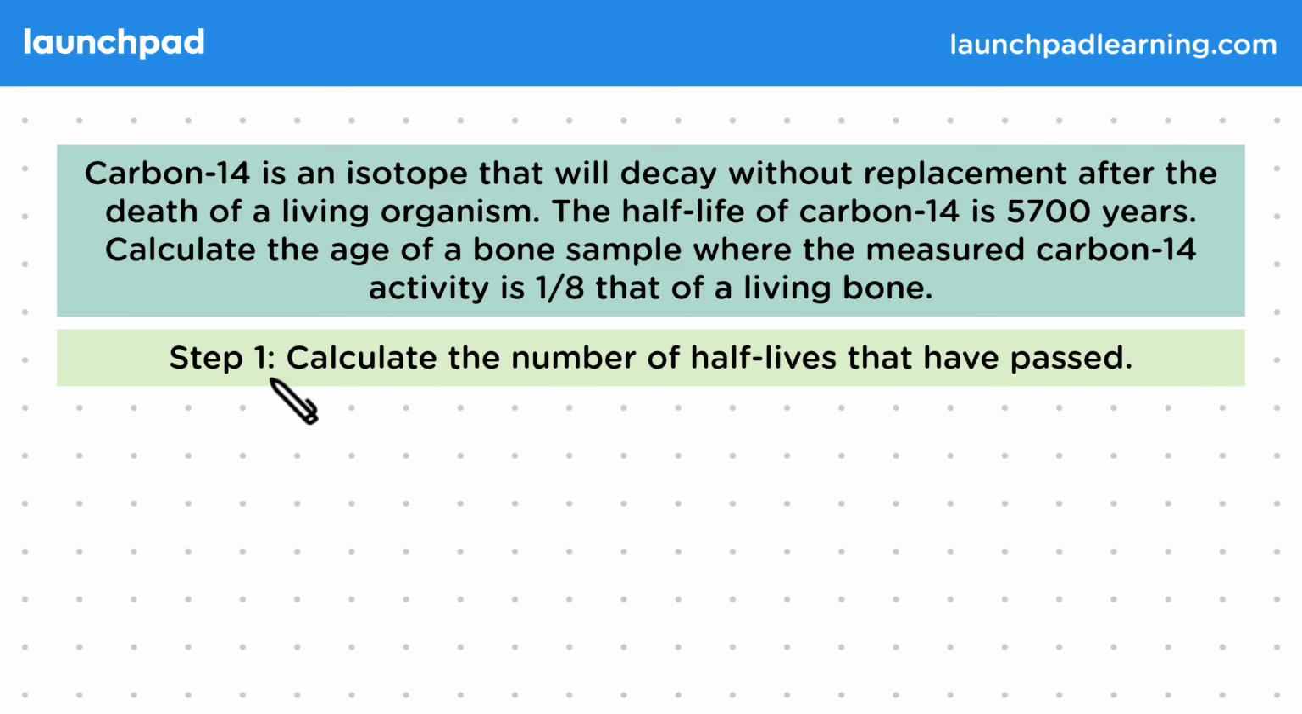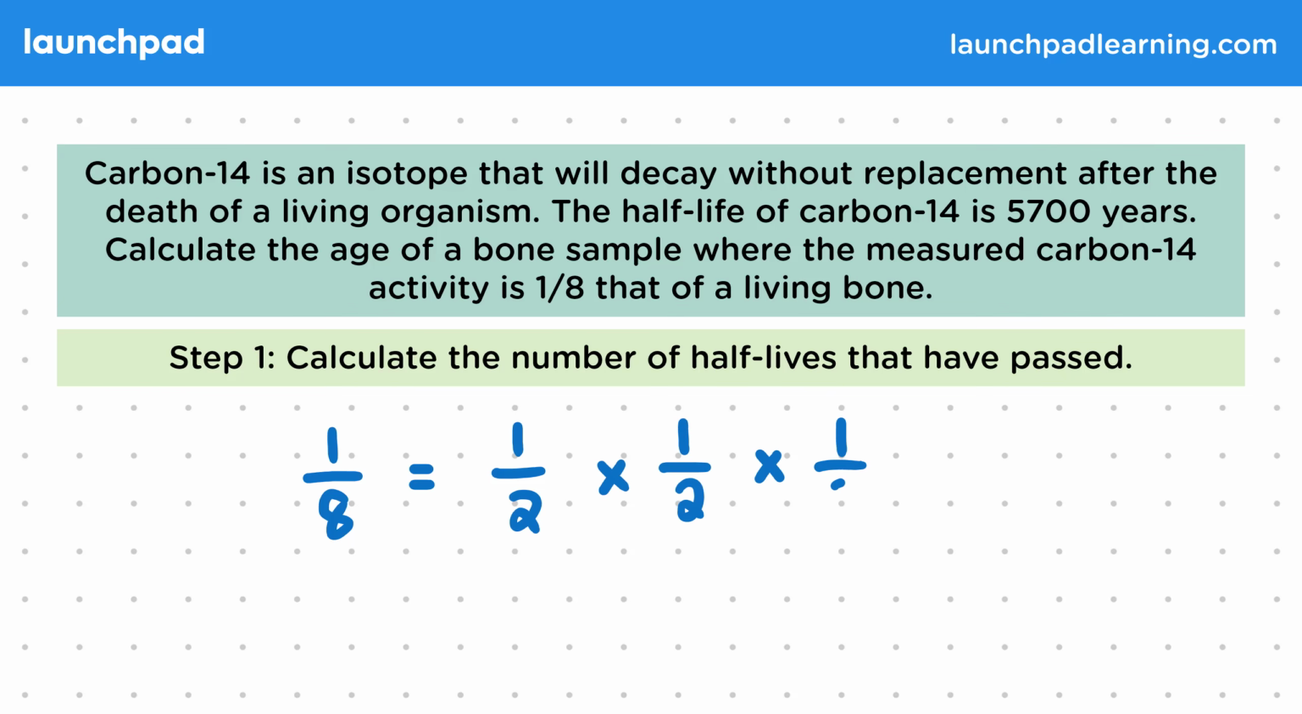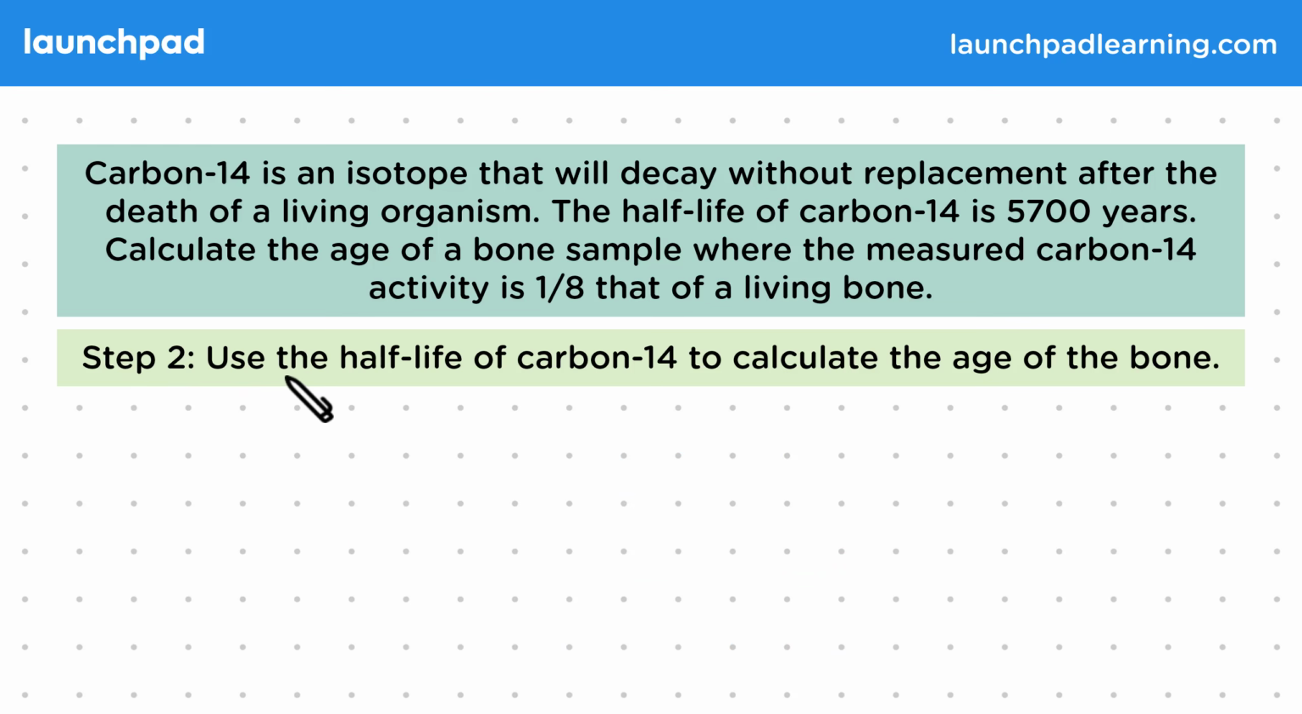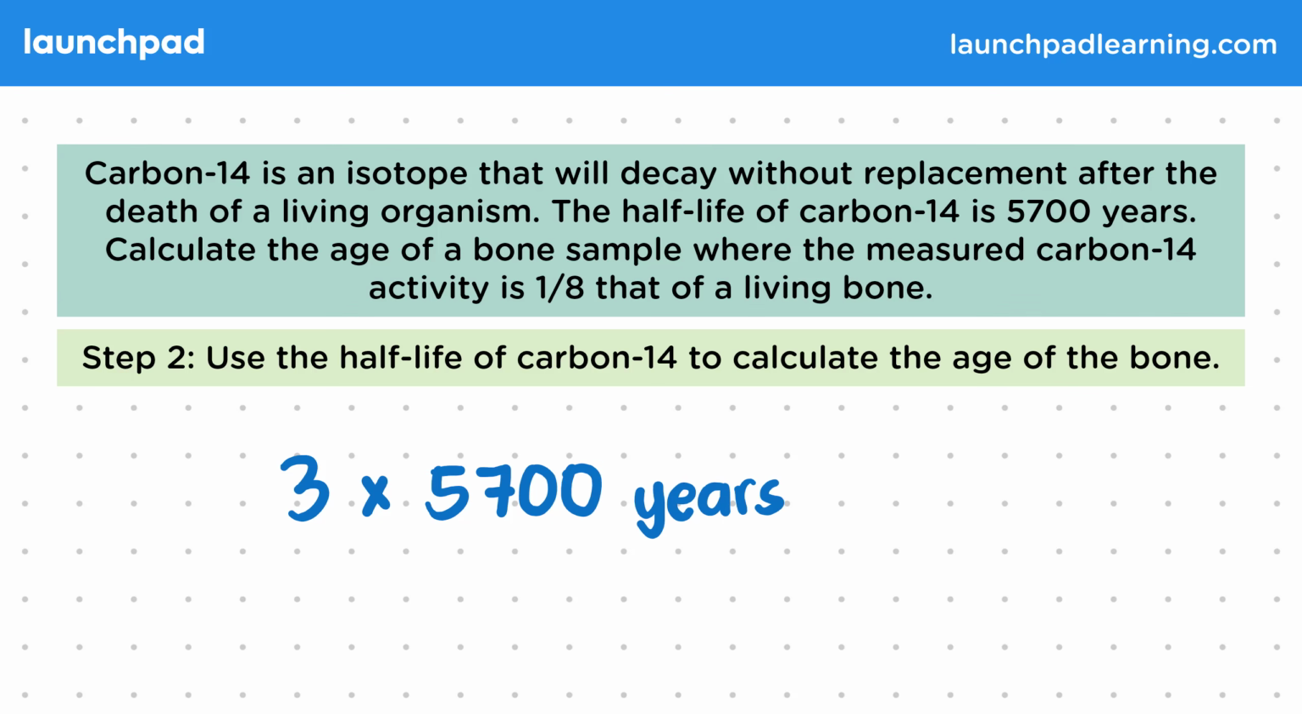So for step 1, we need to calculate the number of half-lives that have passed. So the activity is now 1/8 that of a living bone, and that is equal to half times half times half. So that's 3 half-lives. Then for step 2, we need to use the half-life of carbon-14 to calculate the age of the bone. So that's 3 half-lives multiplied by 5,700 years, which is the half-life of carbon-14, to give us 17,100 years as the age of the bone.